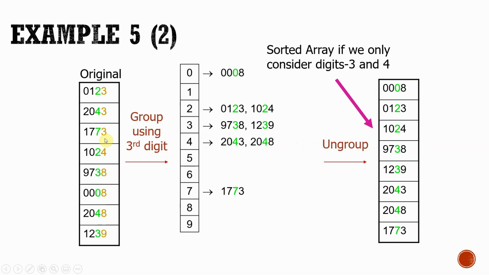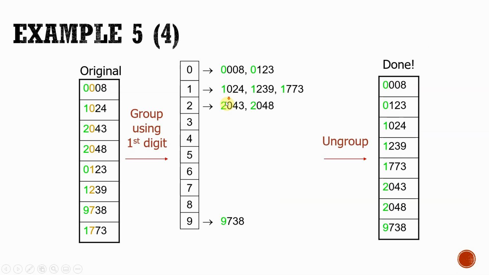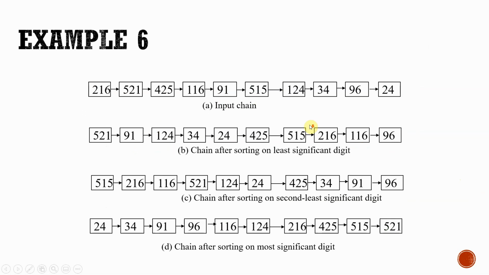Then we're going to sort the second least significant digit, again using bucket sort, and then the third one, and finally the last one. So this is how we end up with the sorted array.